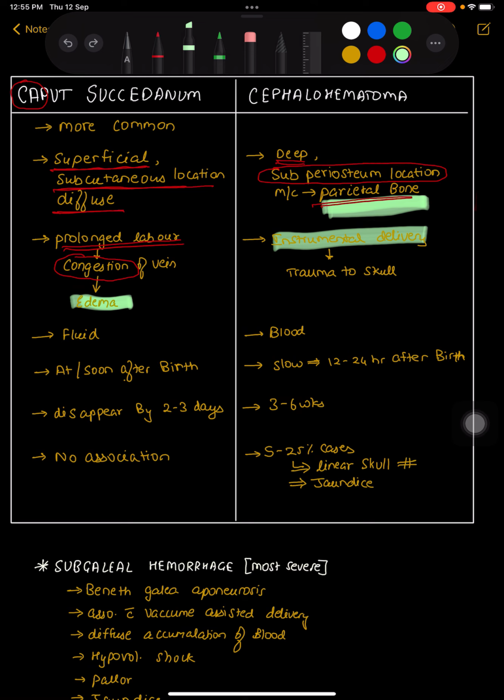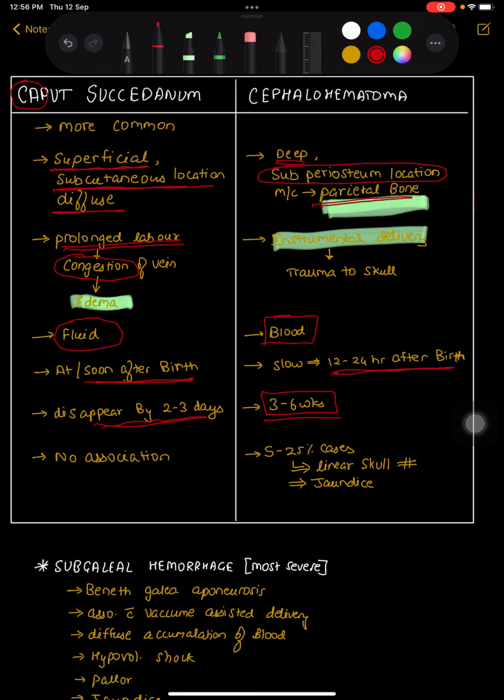Next is Caput succedaneum. As we have said, it is edema. And what does edema mean? Edema is a fluid. So here there will be fluid accumulation, whereas here it will be blood. Caput succedaneum develops soon after birth, very fast development. Whereas in cephalohematoma, there is a little space between periosteum and bone. It is a tight region. Therefore, for blood to accumulate there, it will take some time. Therefore, it takes 12 to 24 hours after birth. Caput succedaneum disappears by 2 to 3 days, whereas cephalohematoma disappears by 3 to 6 weeks.